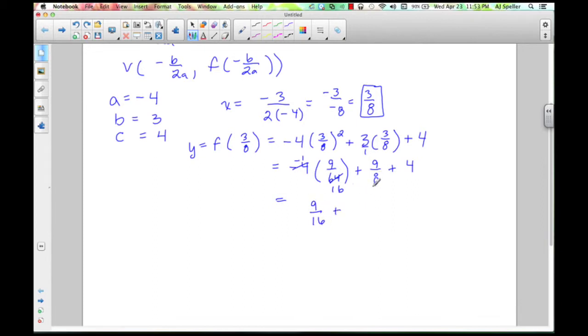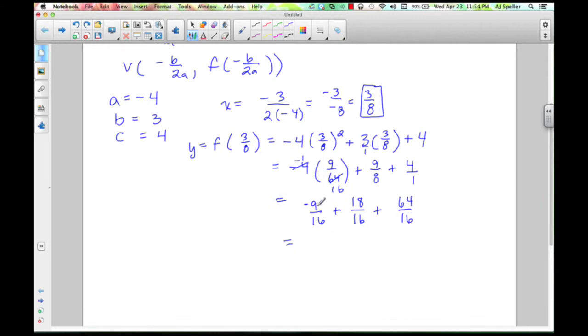For my second term, I know I'm going to add these fractions, but I must have a common denominator. I know if I multiply 8 times 2, I get 16, which means I need to multiply that 9 times 2 to get 18. And also I realize now that I've left off this negative, so it should be a negative 9/16 to start. And over here, this is understood to be 4 over 1. I need to have a denominator of 16. So 1 times 16 gives me 16, and 4 times 16 will give me a value of 64.